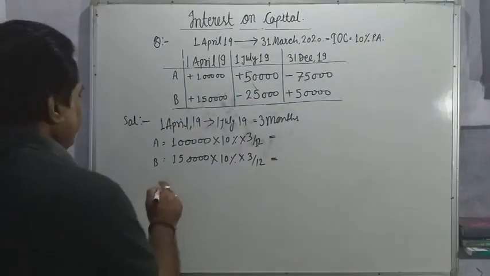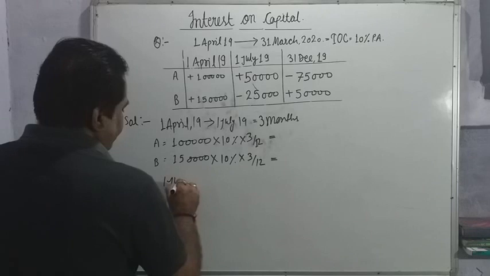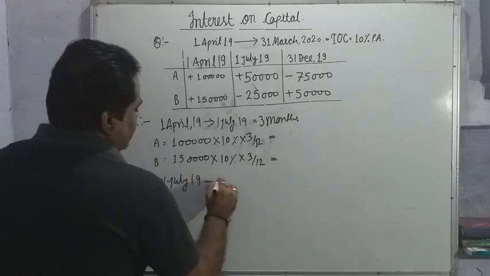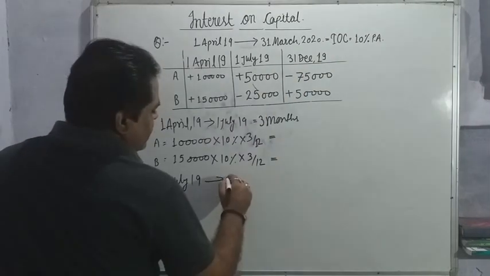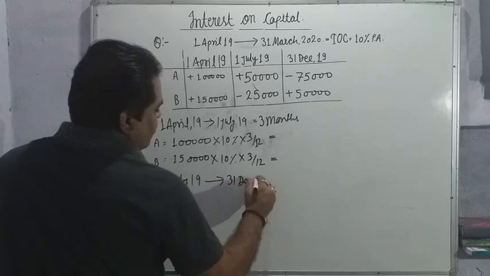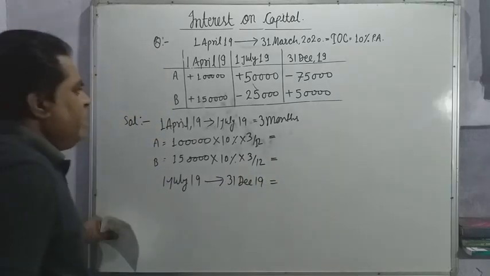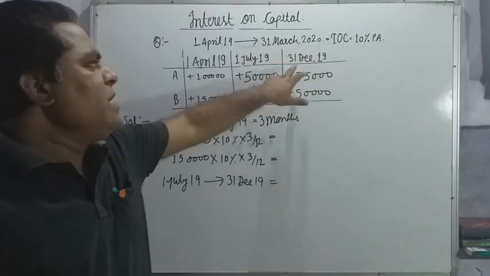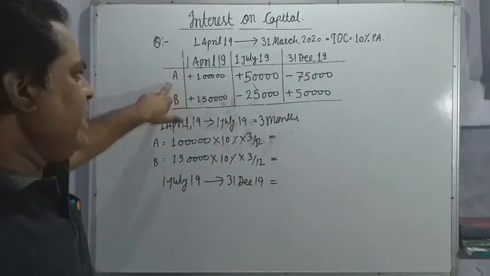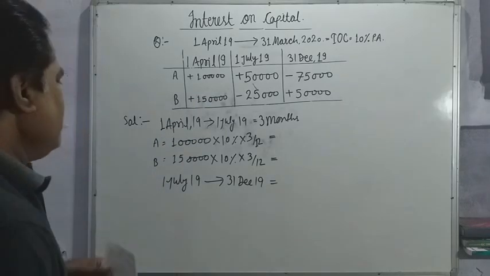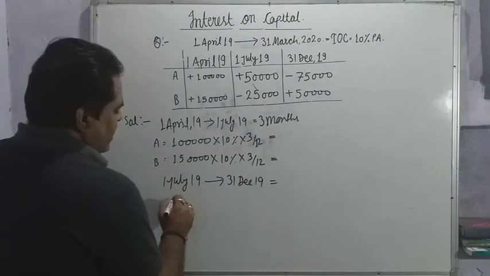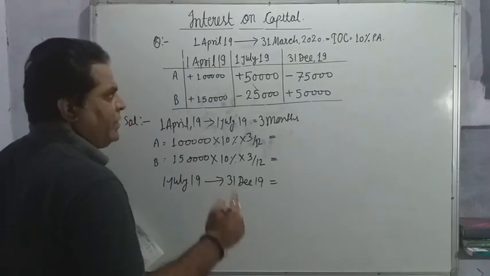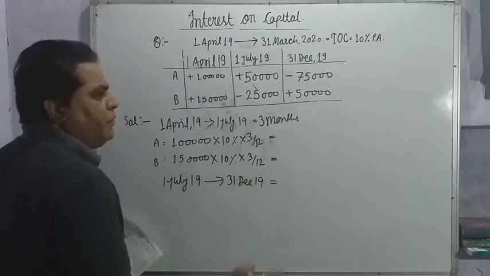So from 1st July 19 to the next change, till 31st December 19, A has capital of 1,50,000. How? Because at the beginning he contributed 1 lakh, and after that in July he contributed 50,000 more.